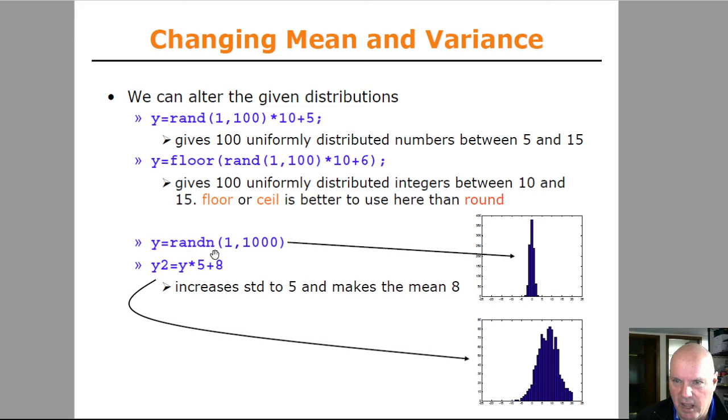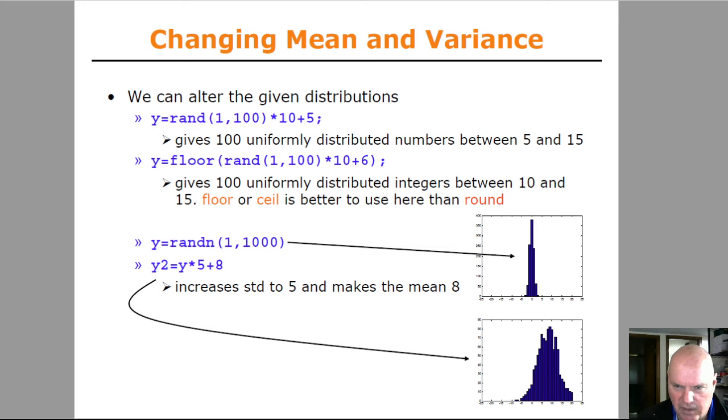This randn generates normally distributed random variables, by default with a mean of 0 and a standard deviation of 1. But if you multiply those by a number, that changes the standard deviation by that number. So if we multiply y by 5, we get a standard deviation of 5, and then if we add 8, that would actually change the mean.